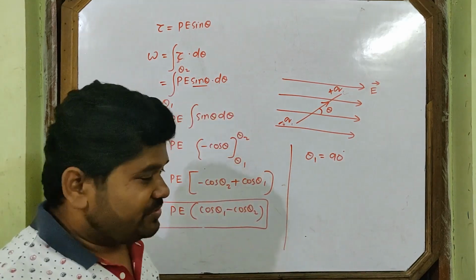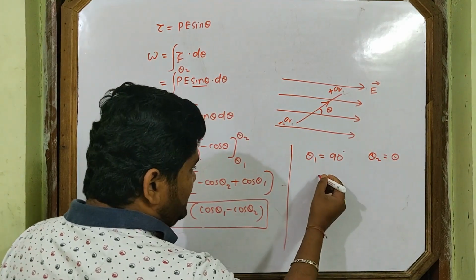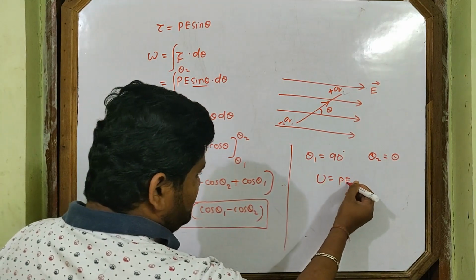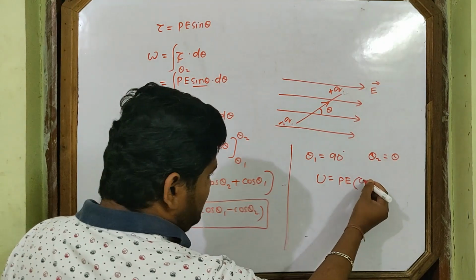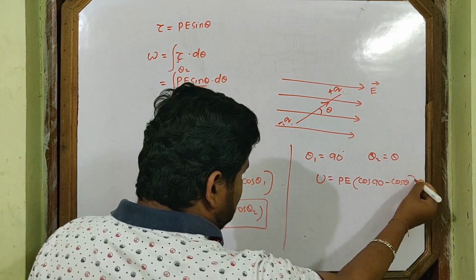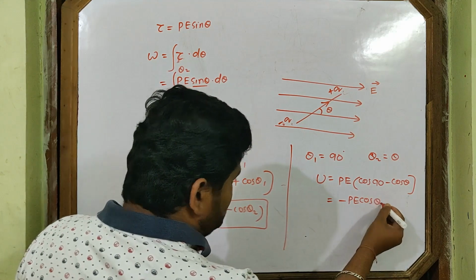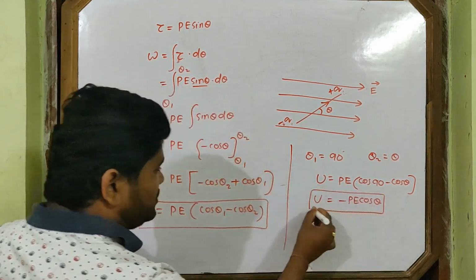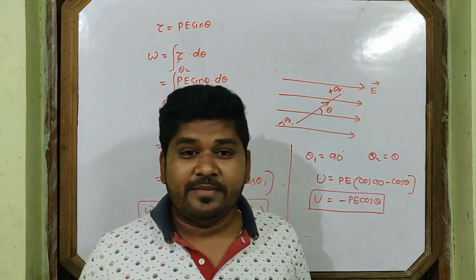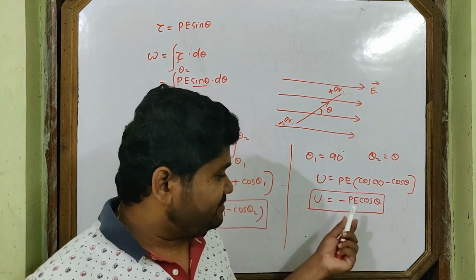Also we can check this. Then what about theta 2? I am taking it simply as theta. Then work done is equal to potential energy. Now the potential energy is how much? pE times, you put here cos 90, minus cos theta. So now what is coming? Minus pE cos theta. So this is the potential energy of the dipole in a uniform electric field. Potential energy of the dipole in a uniform electric field.